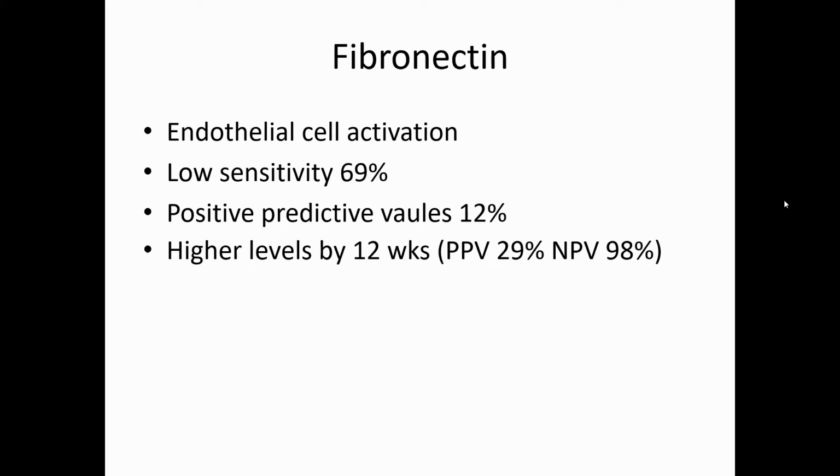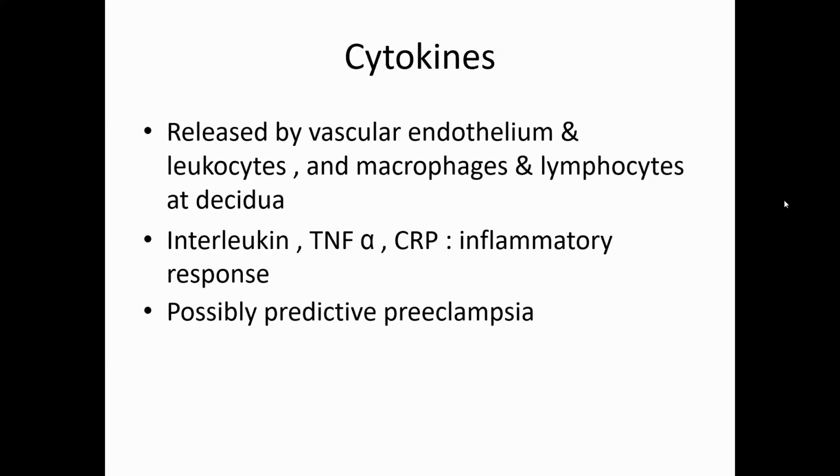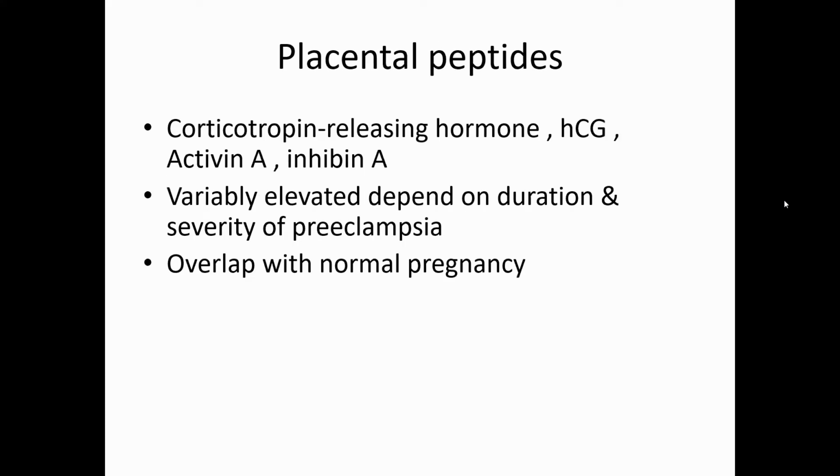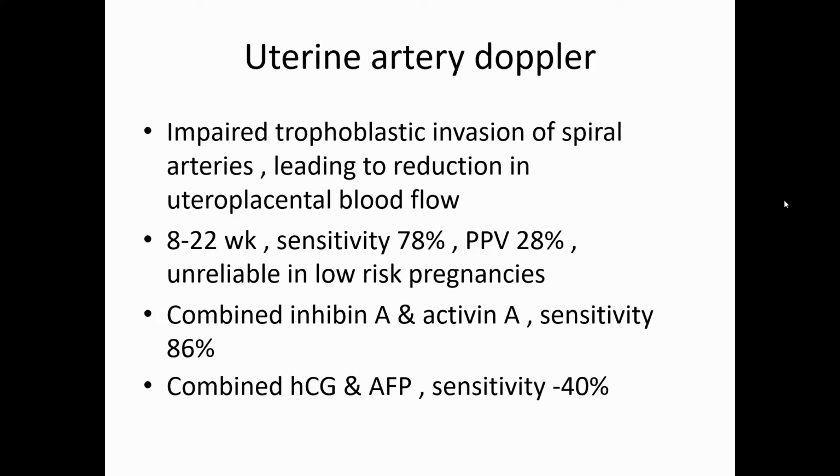But this also did not help. Coagulation dysfunction happens, we know, during pregnancy. So lots of coagulation markers have been evaluated, but they are also of no use. Certain cytokines were evaluated, like interleukin, tumor necrosis factor alpha, and CRP as inflammatory response, but they have no use in prediction. Placental peptides were evaluated, no role. Fetal DNA was seen in maternal serum, and it was said that this could also predict, but it has no major role.